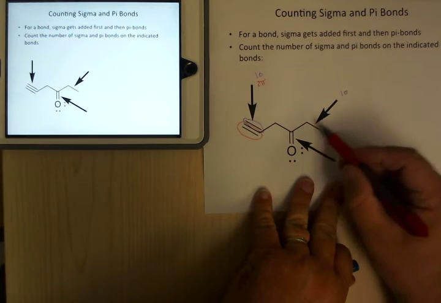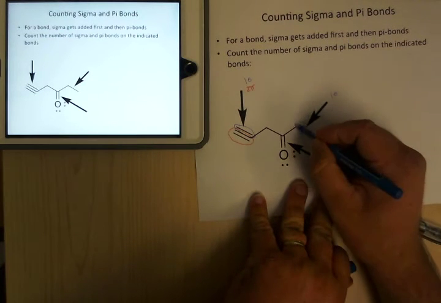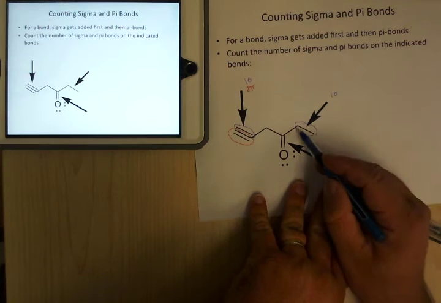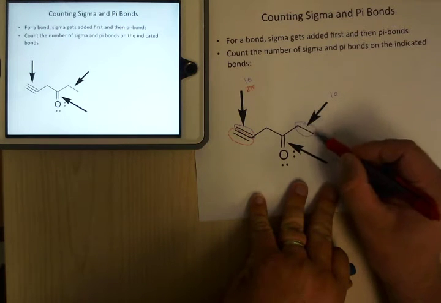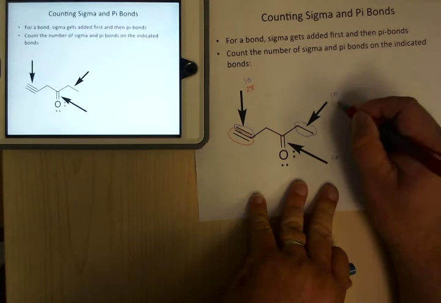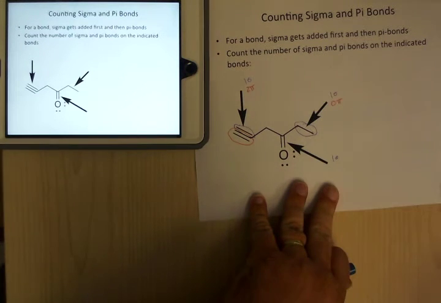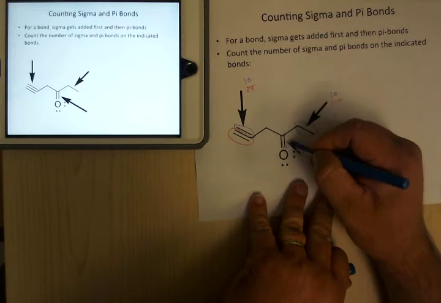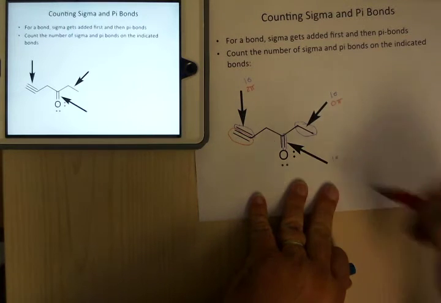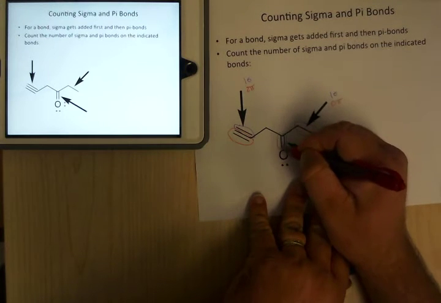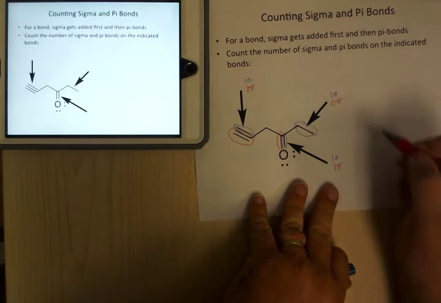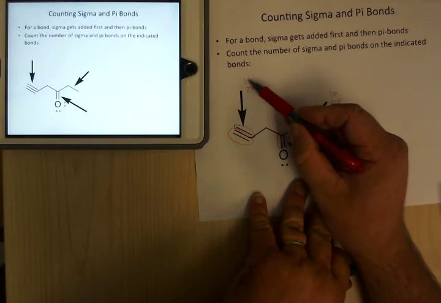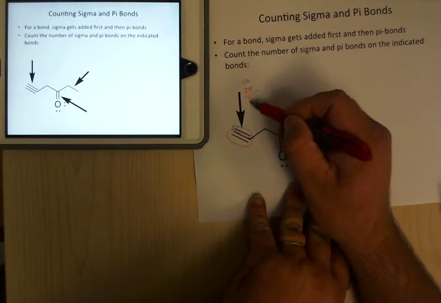Here we have one sigma, but there are no additional bonds between these 2 carbons. So in this case, there are 0 pi bonds. For here, one of these is going to be a sigma, and each additional one beyond that, say this one, is going to be 1 pi bond. So we have a triple bond, which is 1 sigma, 2 pi. If you add that up, it's 3.